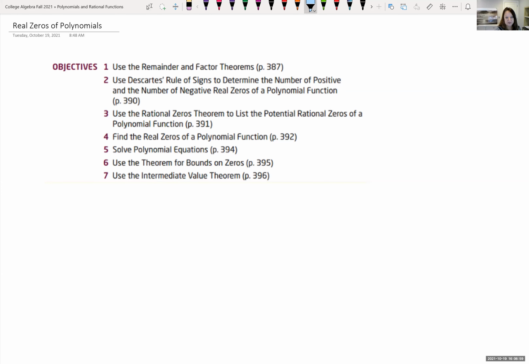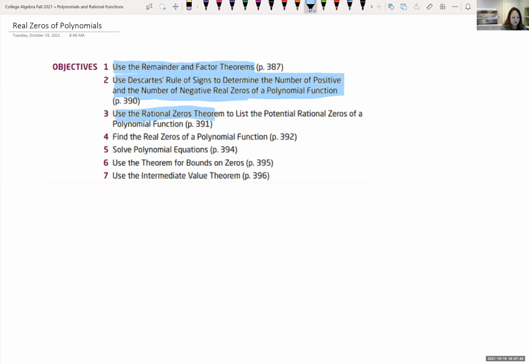And so there's a lot of different theorems that will help us narrow down our search to find out what those zeros are. I just wanted to go quickly through the objectives so you get the names. You should be able to use the remainder and factor theorems, which I'm going to give to you in a second. Well, a little more than a second. Use Descartes' rule of signs to determine the number of positive and the number of negative real zeros of a polynomial function. All these page numbers are page numbers in your textbook that would bring you to these theorems.